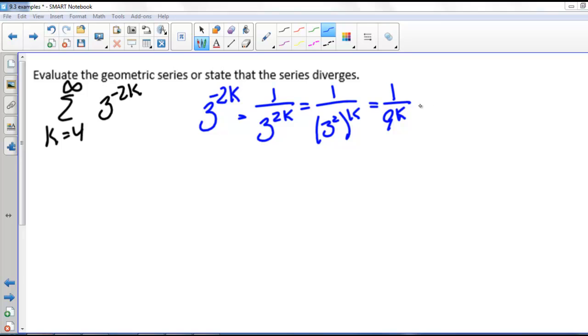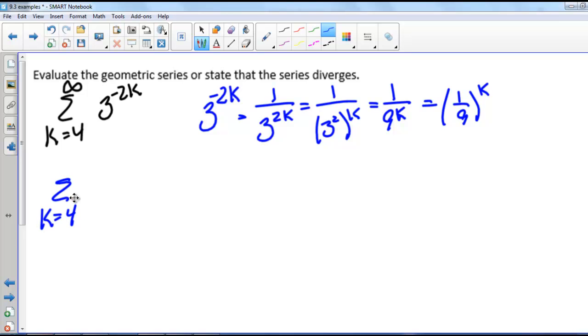which can be rewritten as 1/9 to the k. So this series can be rewritten as k equals 4 to infinity of 1/9 to the k, which definitely looks geometric. So to determine if this geometric series converges, there are a couple ways we can go about doing this.